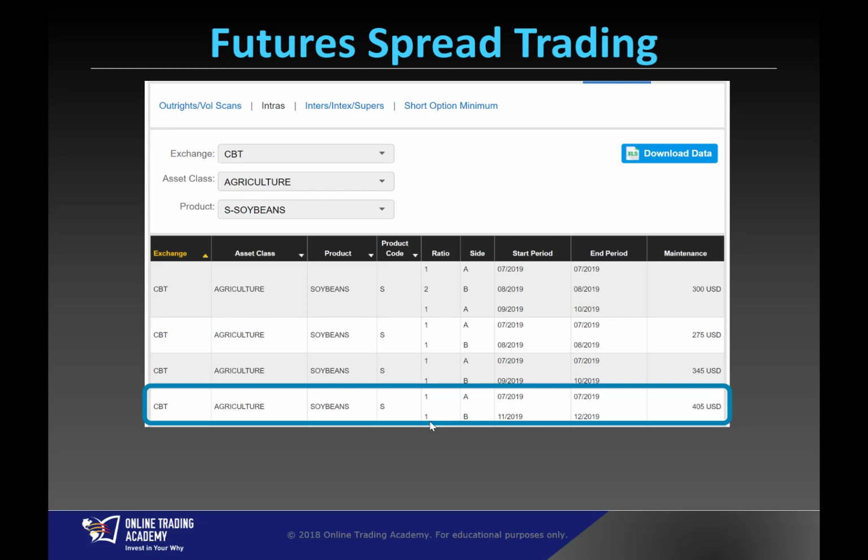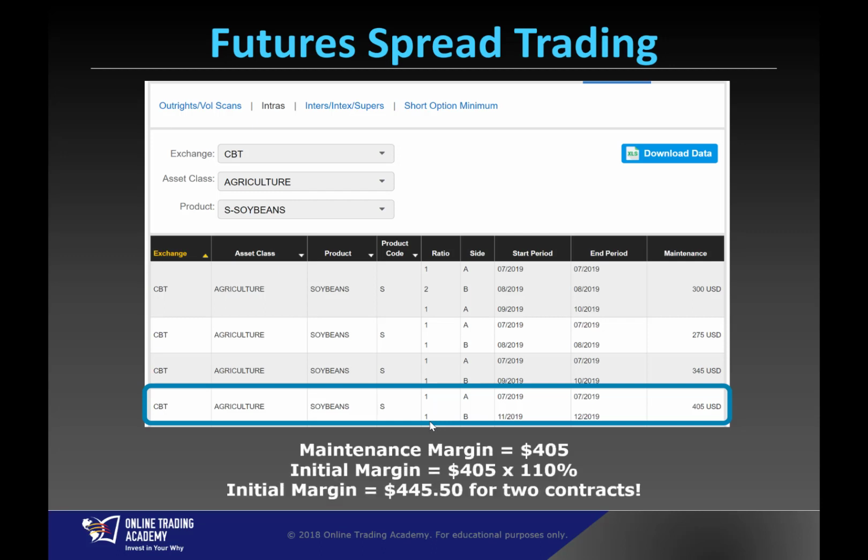The nice thing about this is you can see there's a maintenance margin of $405. However, the initial margin to get into this trade is only $445.50, and that's for both contracts. So again, we would buy one contract and then short a different contract, but related. And by seeing the prices move together, again, one contract will move faster than the other, offering you a bit of profit.